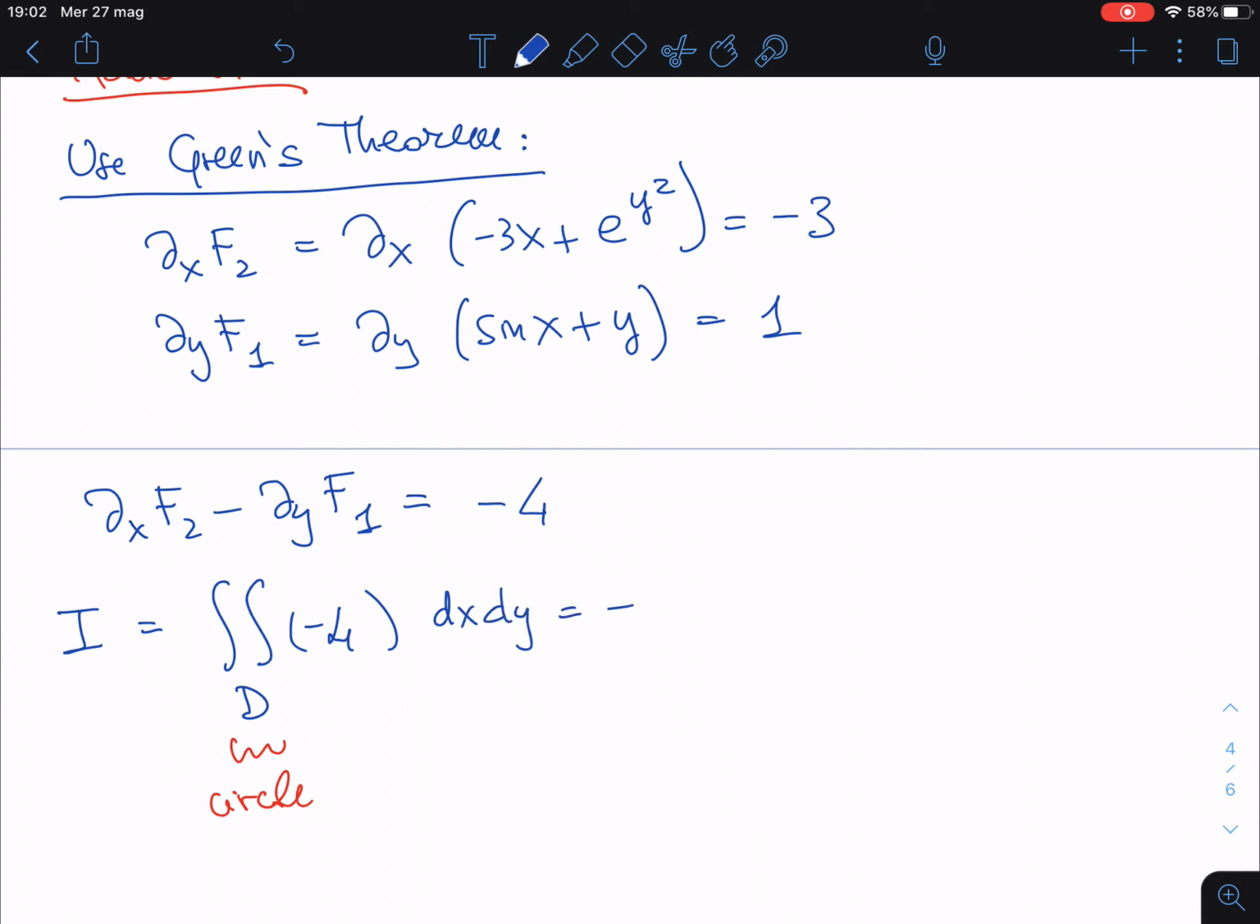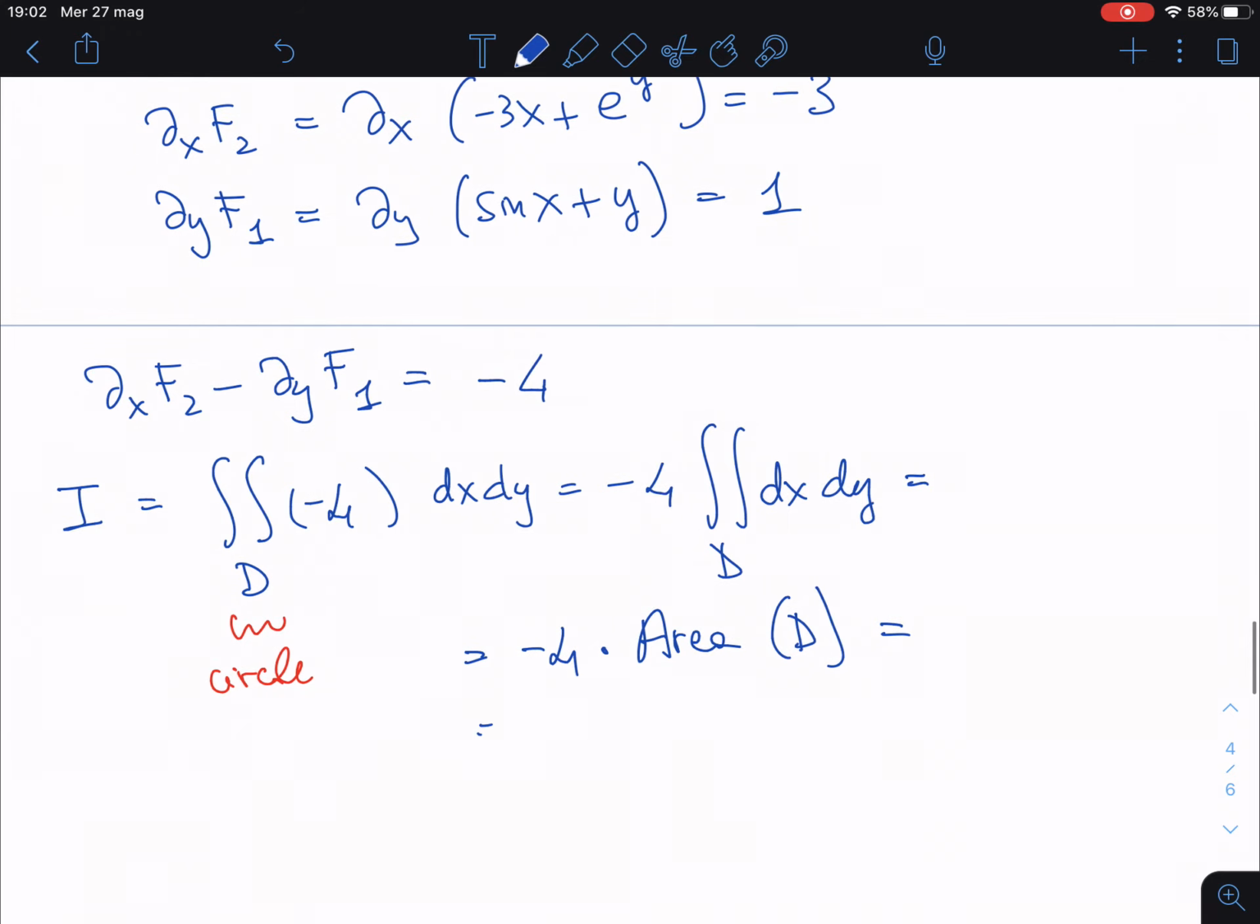So this is equal to minus 4 times the double integral on D, on the circle, dx dy, and this is equal to minus 4 times the area of D. But this is the circle of radius 2, so this is minus 4 times 4, which is the radius squared, times pi. So this is minus 16 pi.